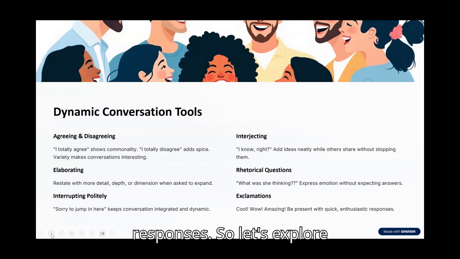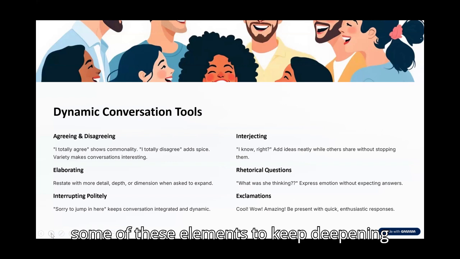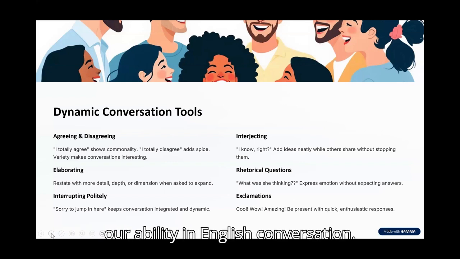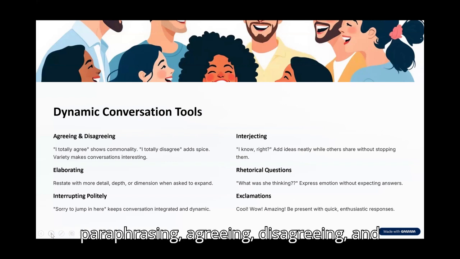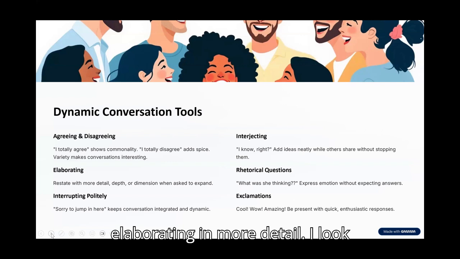So let's explore some of these elements to keep deepening our ability in English conversation. Don't be afraid to make mistakes. Try out the grammar and vocabulary that we're learning in class in your conversations, paraphrasing, agreeing, disagreeing, and elaborating in more detail. I look forward to it, guys.